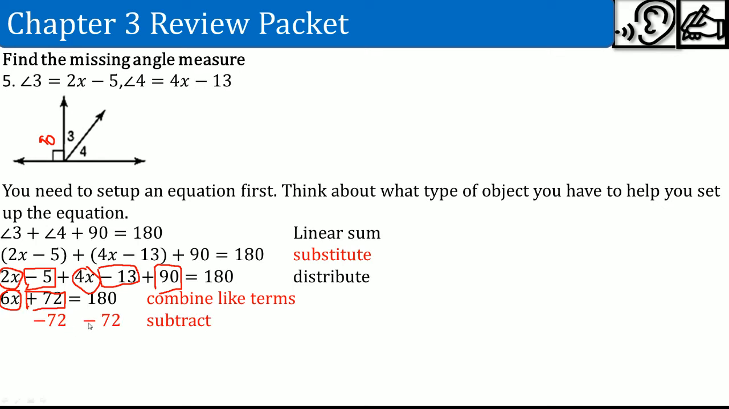Subtract 72 from both sides, bring down everything, and that gets you 6x equals 180 minus 72. 180 subtract 72 is 108. Divide by 6 on both sides, and you get x equals 18.